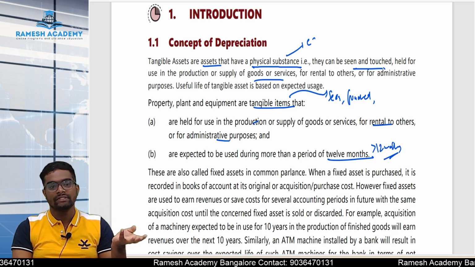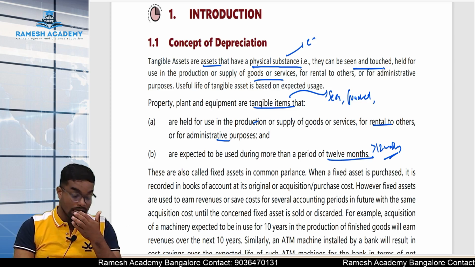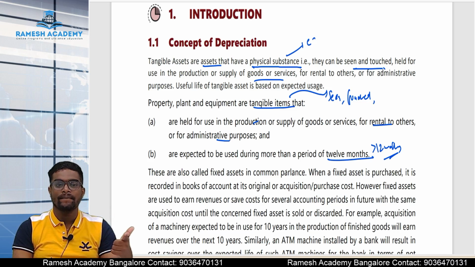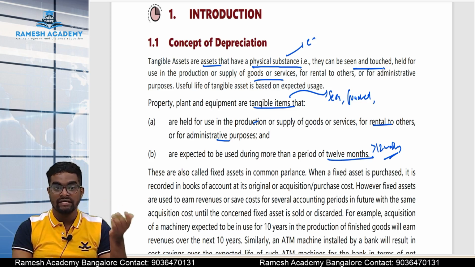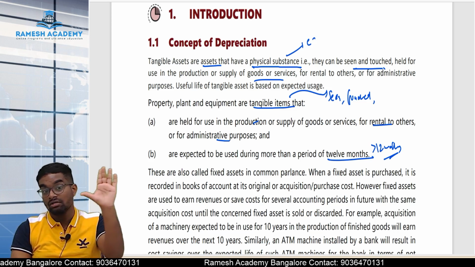Otherwise, we will be sending it to the P&L account. Obviously, because the benefit will exist within 1 year. So if the benefit will exist within 1 year, we give it to the profit and loss account. And if it is more than 1 year, we have to check. A part will come to the profit and loss account and not the whole amount. Okay.